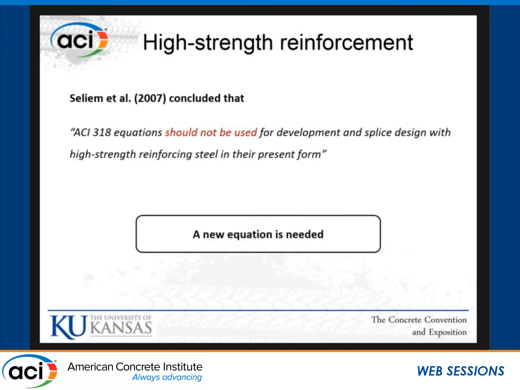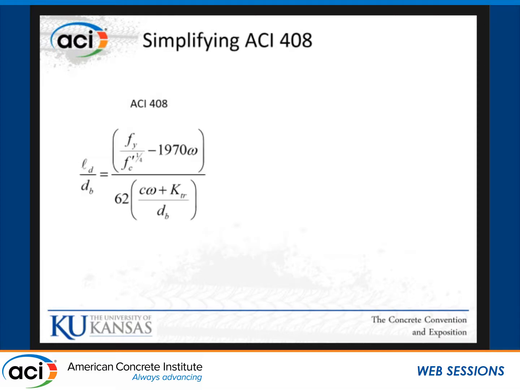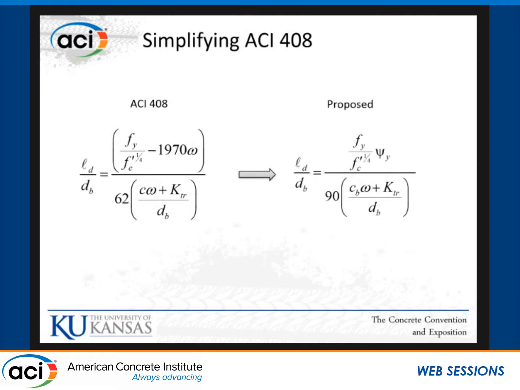That's telling us that we need a new equation. Now, the main goal, after many attempts, was to simplify the current ACI 408 equation, incorporating ACI 318 variables. The equation that we got is similar. We have a psi-y term that accounts for the nonlinearity here, which has this form, as a function of yield strength factor.